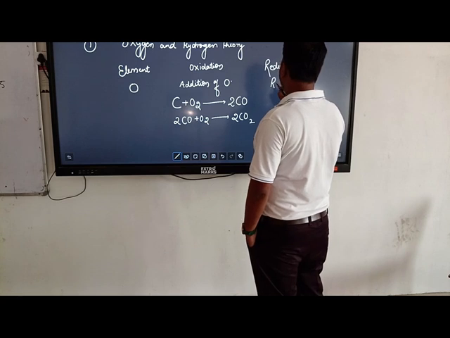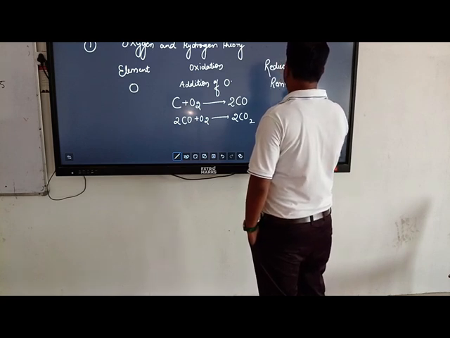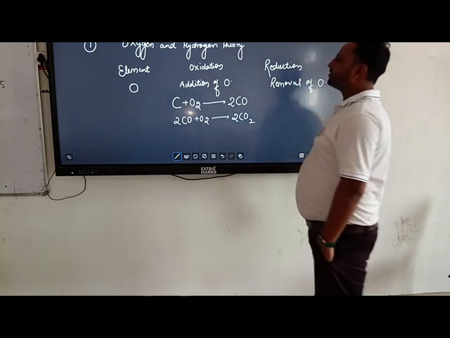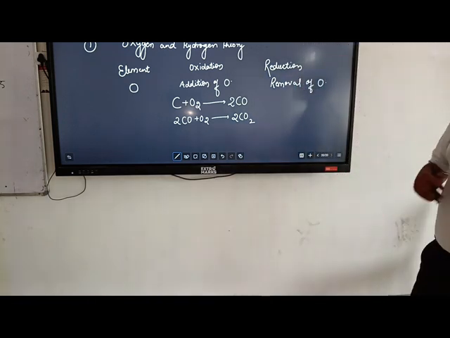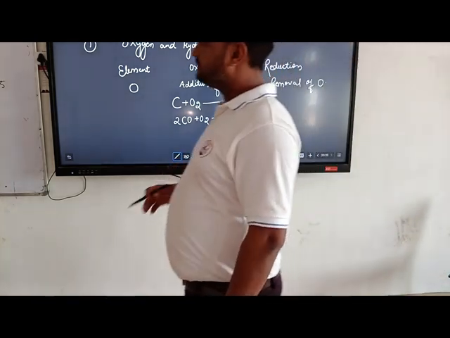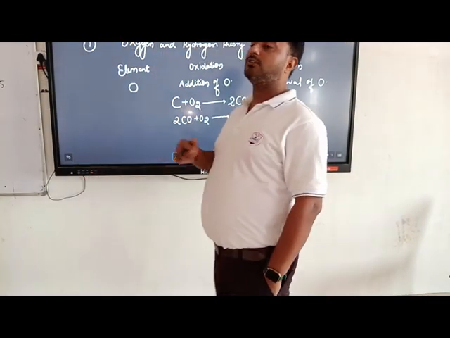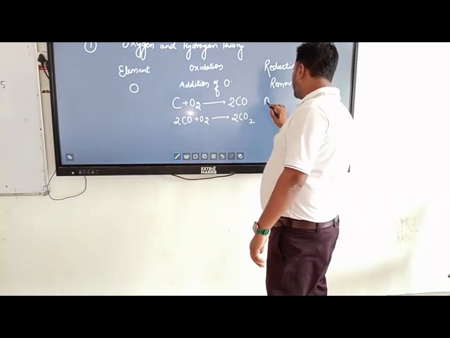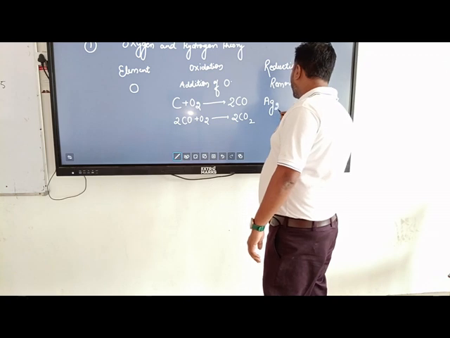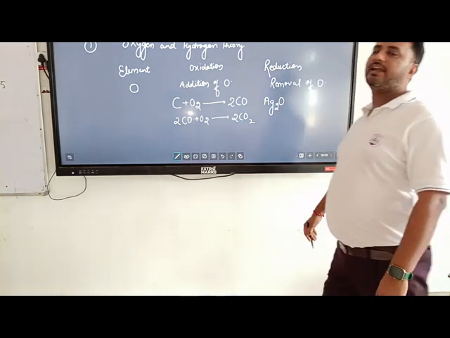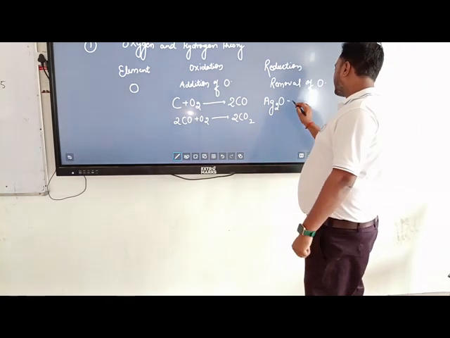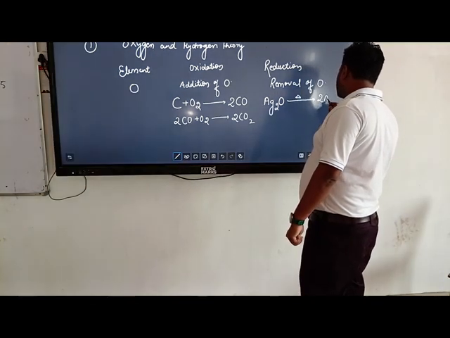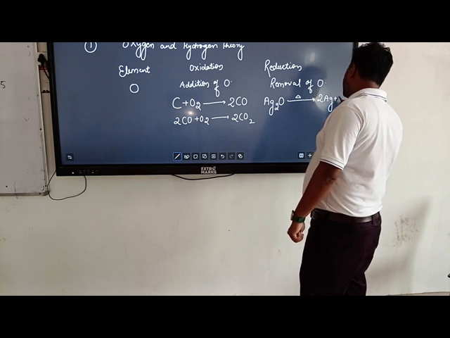So it is the removal of oxygen. Means if in any reaction removal of oxygen from a reactant has taken place, then reduction of that particular reactant has taken place. It is Ag2O, silver oxide. It is the oxide of a less reactive metal. So when this less reactive metal oxide is heated, it loses oxygen to form silver and oxygen gas.